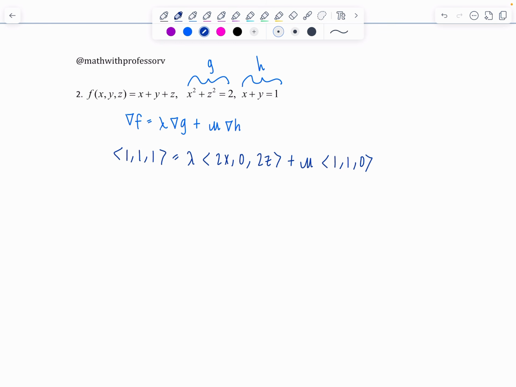Good? Okay, perfect. Now this time we have 4 unknowns, x, y, z. Oh no, I lied, 5. x, y, z, lambda, mu. So we need 5 equations to solve the system.